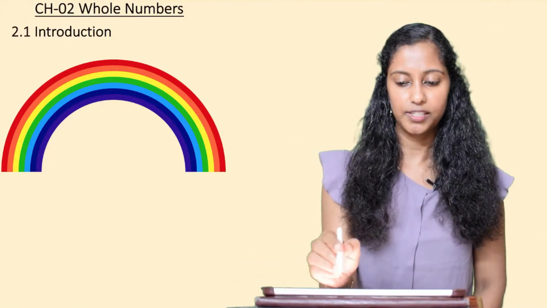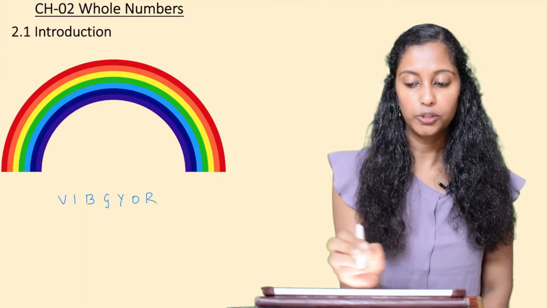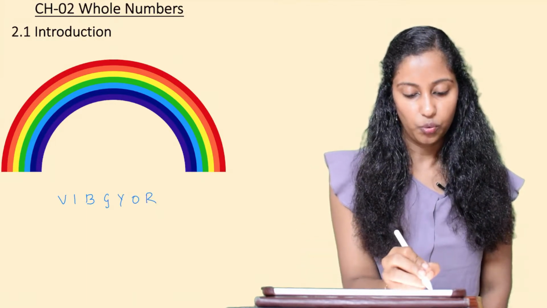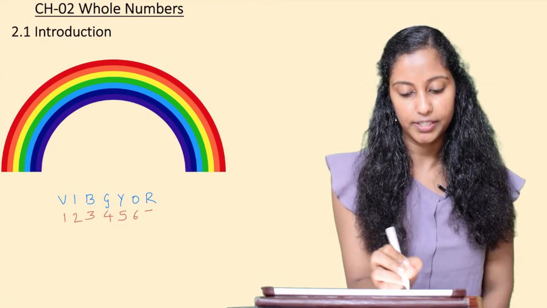So here you can see a rainbow. Here in the rainbow, we all have learnt the colors in our childhood. How do we remember the colors? We remember like this: Vibgyor. So if we count the number of colors here, 1, 2, 3, 4, 5, 6 and 7.